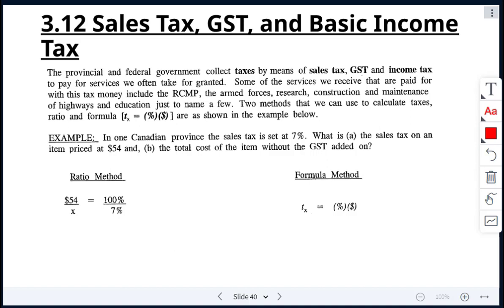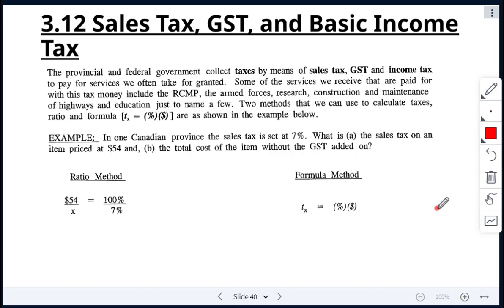So there's two methods we're going to use to calculate taxes, the ratio method and the formula method, which we can see is just percent times the dollar amount. The percent will always change to decimal. So let's look at our first example. In one Canadian province, the sales tax is set at 7%. What is A, the sales tax on an item priced at $54, and B, the total cost of the item without the GST added on?